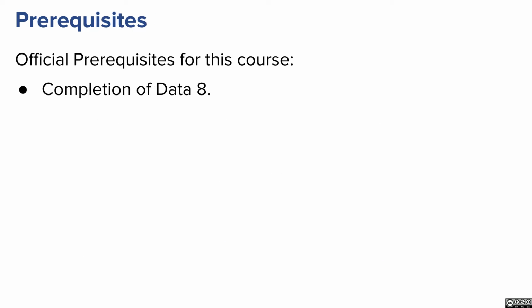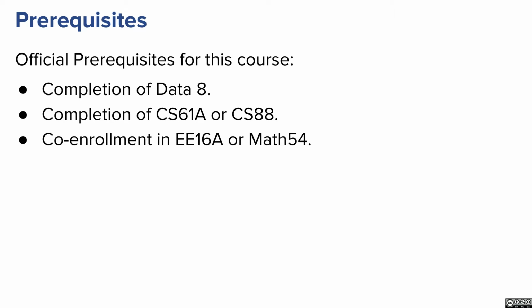Okay. Data 100 requires Data 8, or an equivalent class, 61A, which is the Introduction to Python Programming, and co-enrollment, or perhaps a prerequisite of linear algebra, of E16A or Math 54. So if you don't have these prerequisites, you may have some trouble with the class, since we won't go over in too much detail the topics that were covered in these classes.